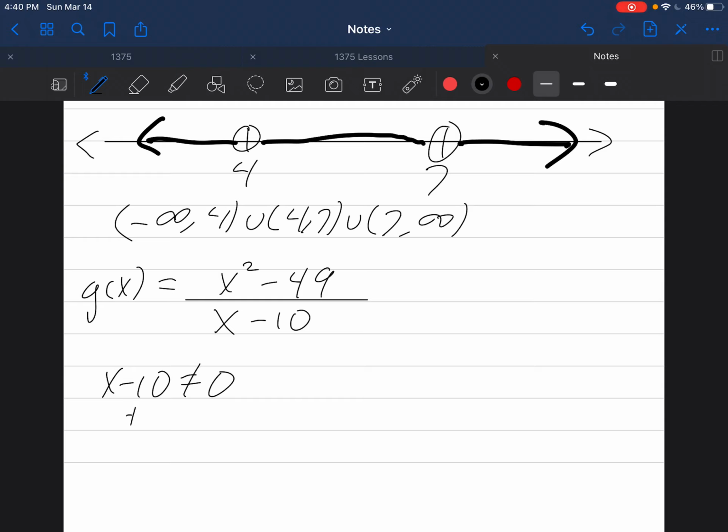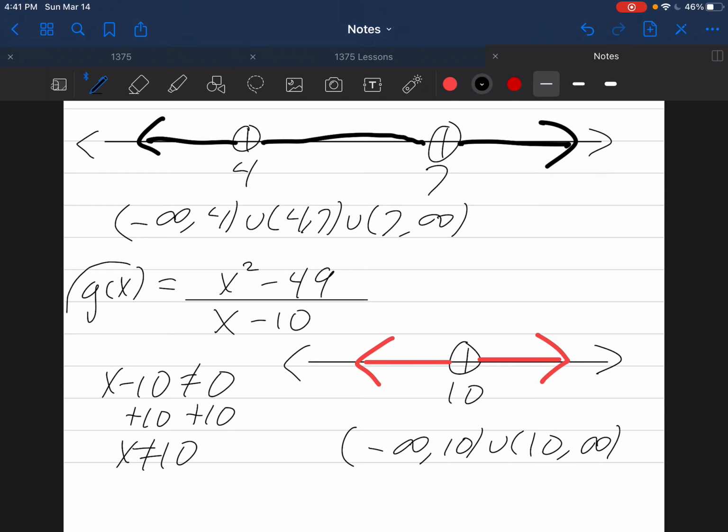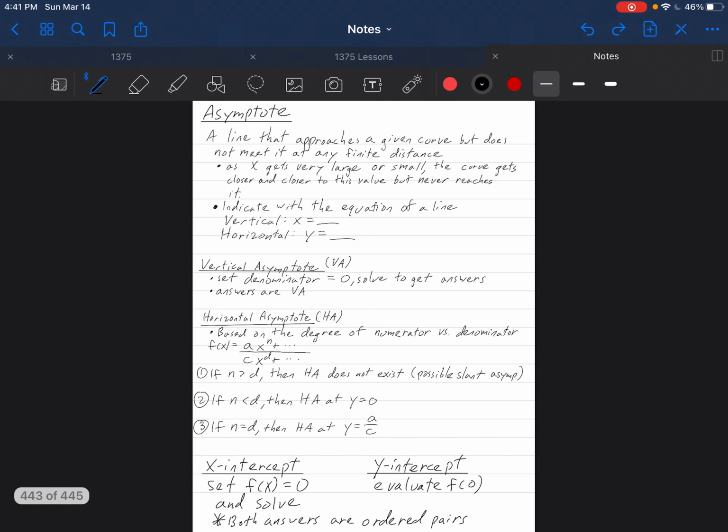So x minus 10 not equal to 0, add 10 to both sides, and x cannot equal 10. So now we have on the number line a domain that's going to be built around a critical value of 10. Let's put 10 as a critical value, and then we can build our OK input values around that number 10. So everything except for 10 is going to work in g of x right here. And that's the extent of what we know on rational functions up until here.